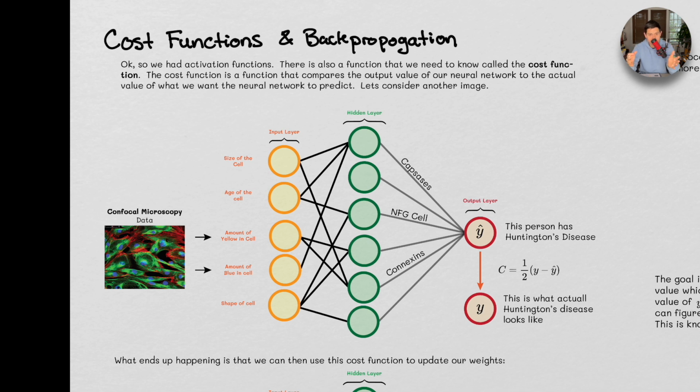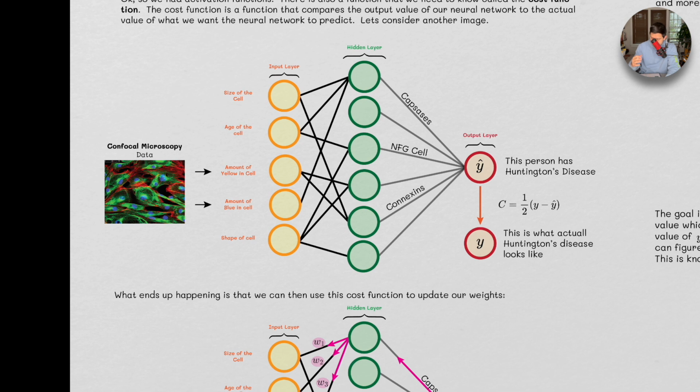So we had activation functions. There's also a function that we need to know called a cost function. This cost function is going to help us in understanding how we can update our weights as we continue with understanding these neural networks.